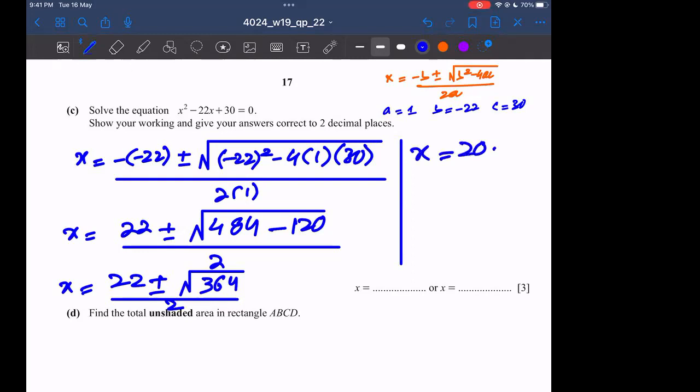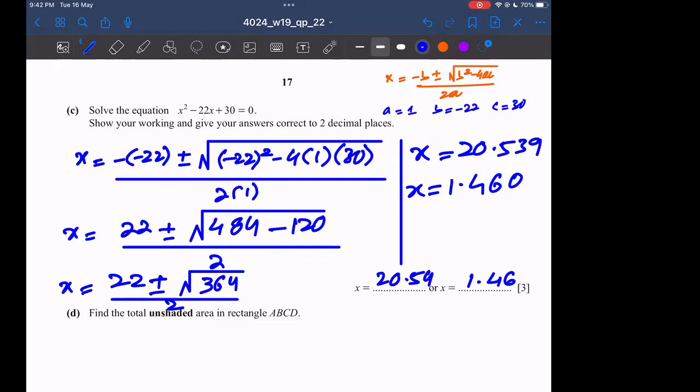$20.53. 1.460 here. So 20.53, let's just write it to three decimal places first. 20.539. So after two decimal places, it is going to be 20.54 and it's going to be 1.46 here. So we've got two values to two decimal places.